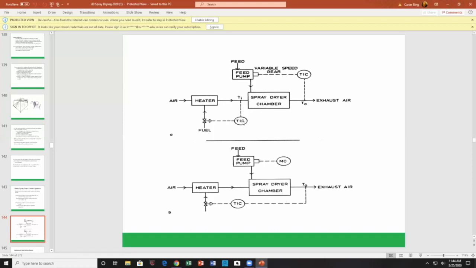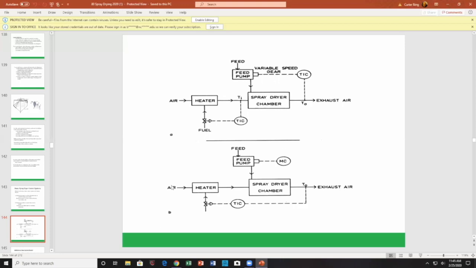You go to a temperature indicator and controller that then goes to control the control valve for the fuel. So these are two basic control systems. The cold temperature says to add more fuel. Hot temperature says to reduce the fuel, anyway.